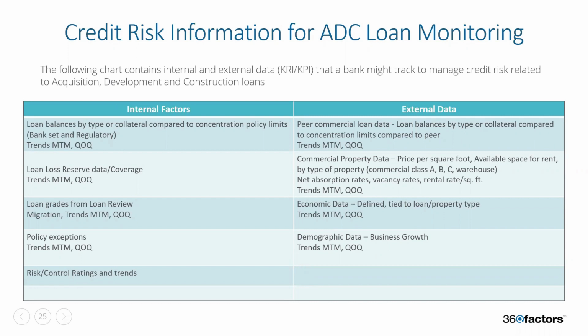Let's take a look at commercial property data of the type that we're making loans on. What's the price per square foot? What's the available space for rent? What's the net absorption rate? Is there a positive absorption rate, or is more space being occupied, rented, than is being vacated in a particular time period, month to month or quarter to quarter?